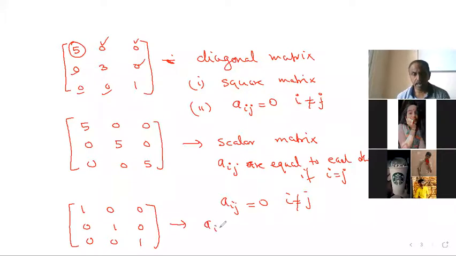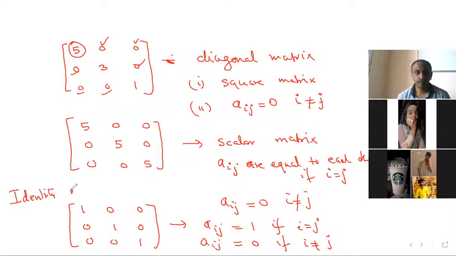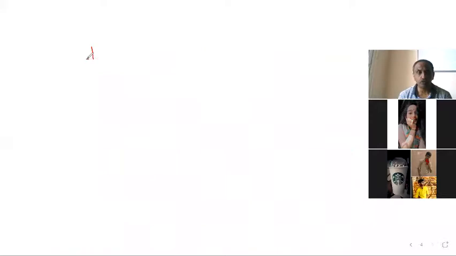What is this? Aij equals 1 if i equals j, and Aij equals 0 if i is not equal to j. Then this matrix is called an identity matrix, and we denote it by the letter I. So this is an identity matrix of 3 by 3. You can also have an identity matrix of 2 by 2. It will be 1, 0, 0, 1. Understood that? All diagonal elements should be 1. These are the most important types of matrix.